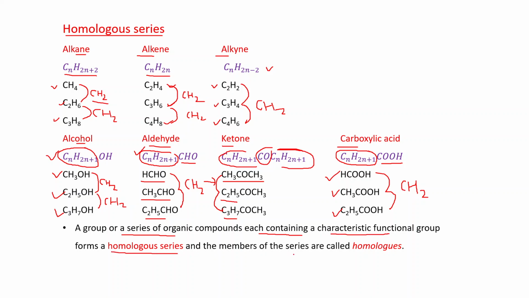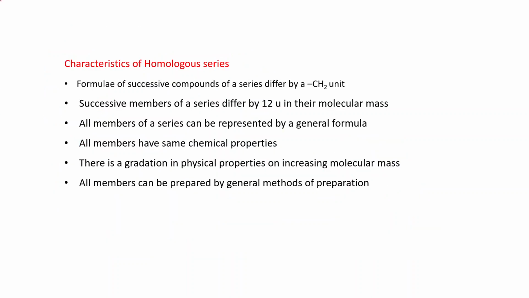Now, a group or series of organic compounds, each containing a characteristic functional group, forms a homologous series, and the members of the series are called homologs. Is it clear? So we can say this complete series is the alkane homologous series, or simply the alkane series, alkene series, alkyne series, alcohol series, aldehyde series, ketone series, and carboxylic acid series. Clear?